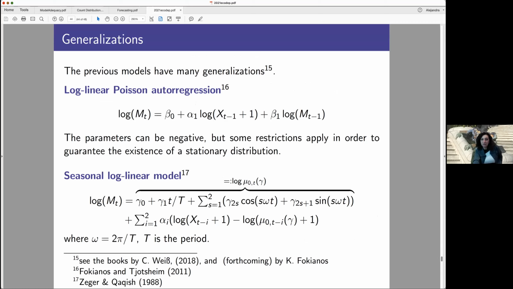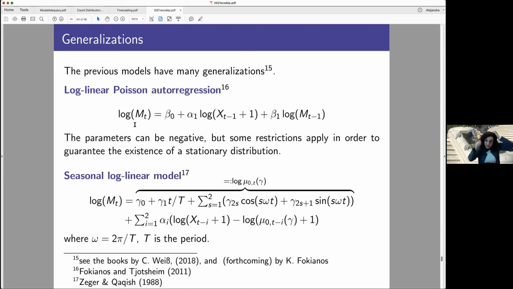And well, what else can we do? Lots of things can be done. For instance, generalizing this by putting in log-linear Poisson autoregression, by Fokianos. This is a sort of multiplicative model. If you take the exponential of all this, you have a multiplicative autoregressive model, some sort of multiplicative INGARCH.